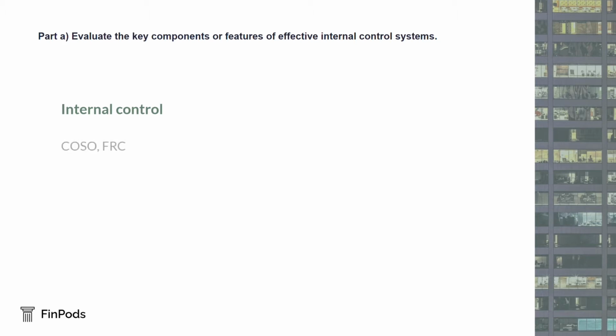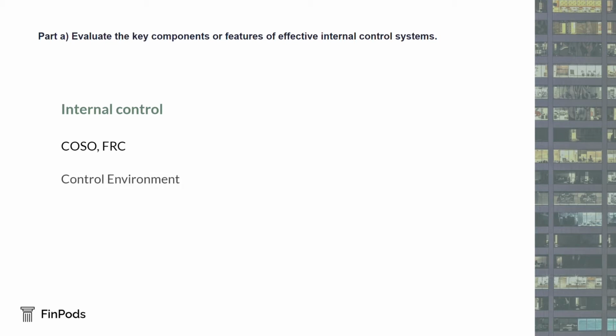COSO, C-O-S-O, is the acronym for the Committee of Sponsoring Organisations of the Treadway Commission, and the FRC, the UK Financial Reporting Council's guidance on risk management, internal control and related financial and business reporting are two main sources for guidance on internal control systems. Features of internal control systems are as follows.